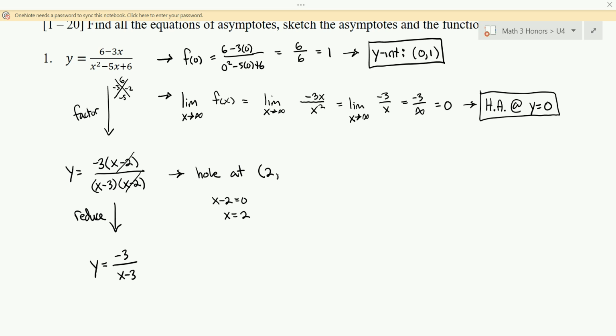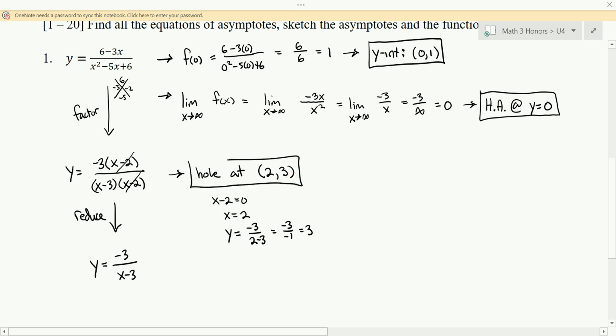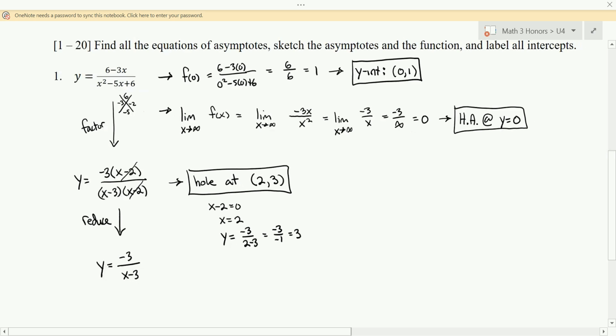So plug into here to see what y is going to equal. So it's negative 3 over 2 minus 3. So the hole is going to be at 2, 3. Box that in. Okay. So we found our y-intercept, our horizontal asymptote. We found that there's a hole in the graph. Questions yet? Okay, what's the next step?